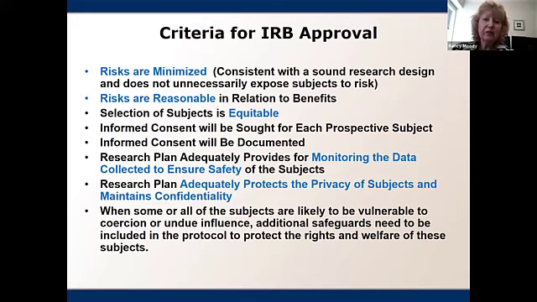So the criteria for IRB approval are: risks are minimized, risks are reasonable, selection of subjects is equitable, informed consent, or a waiver or modification of informed consent, but it has to be requested, that you monitor the data collected to ensure the safety of the subjects, have adequate protection for the privacy of the subjects, and maintain confidentiality. So that, in a nutshell, is the litmus paper test for every application. The IRB is looking for those points.